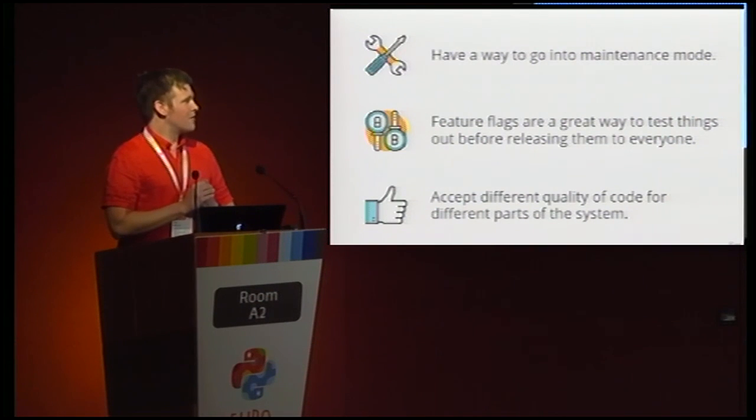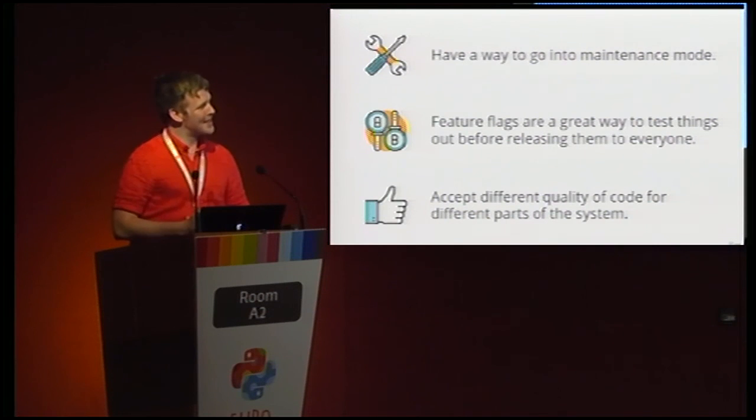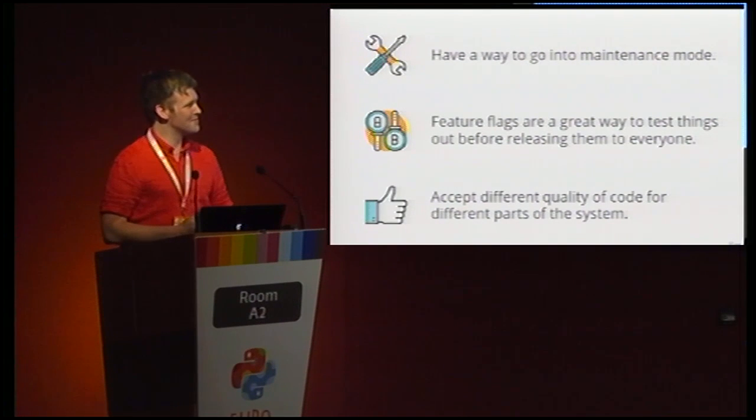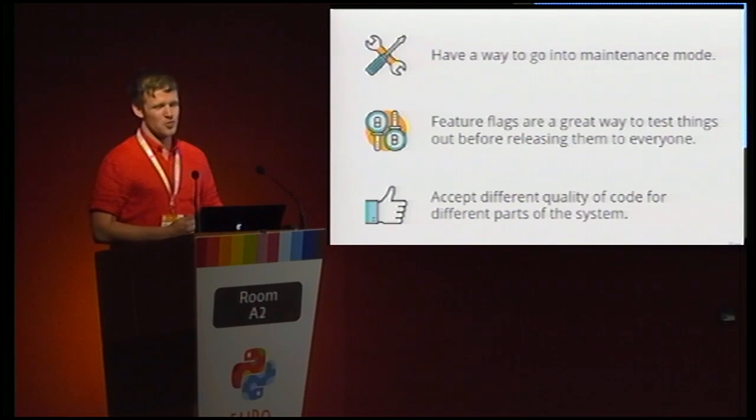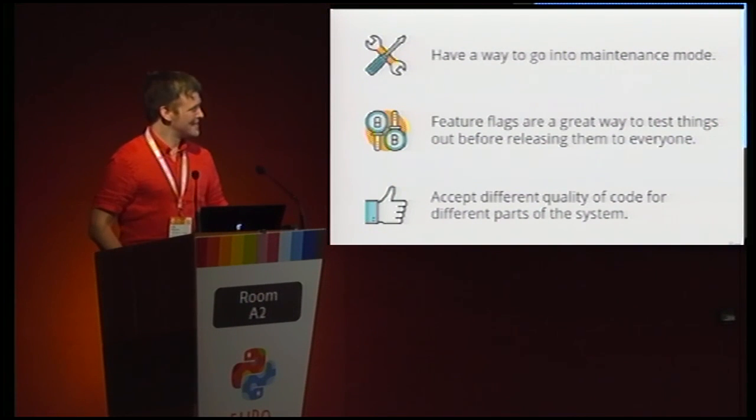Accept different quality of code for different parts of the system. This was personally kind of a hard one for me, because as a developer you kind of get attached to what you created, and you want it to be super awesome everywhere. But it can't be, because then you run out of time.